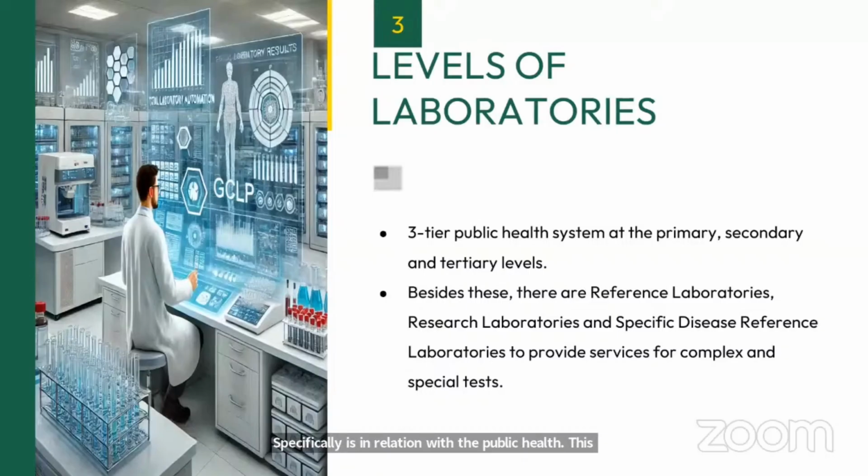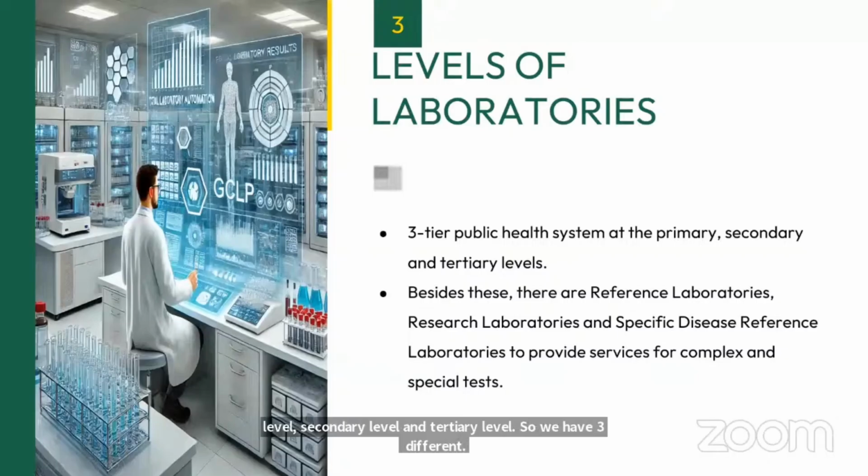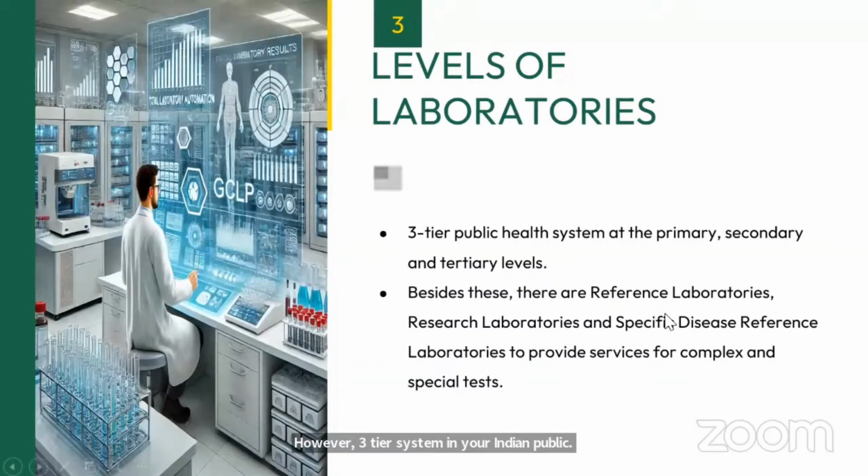In Indian public health, we generally follow a three-tier system: primary level, secondary level, and tertiary level. Besides this, there are various reference laboratories, research laboratories, and specific disease laboratories. You might have seen virology laboratory, TB laboratory, district TB laboratory, TB research laboratory. You will have HIV laboratory, HIV testing laboratory. So these are specific disease laboratories, and these are also a part of the Indian public health system.